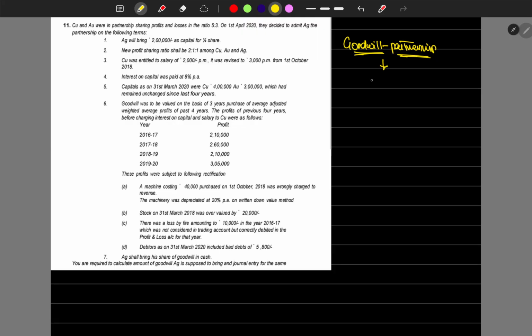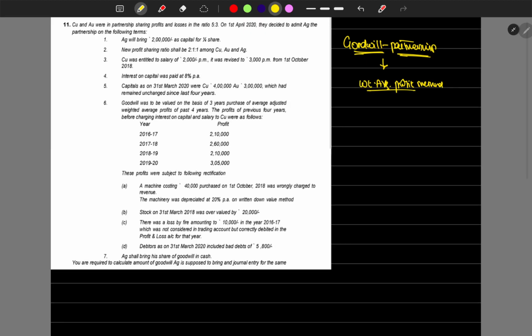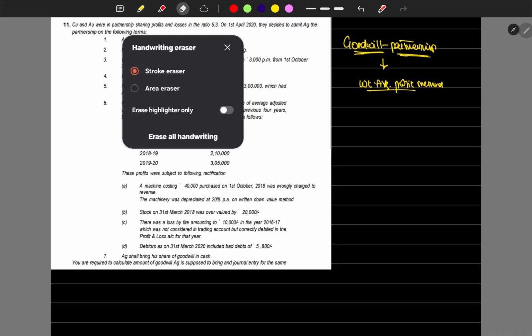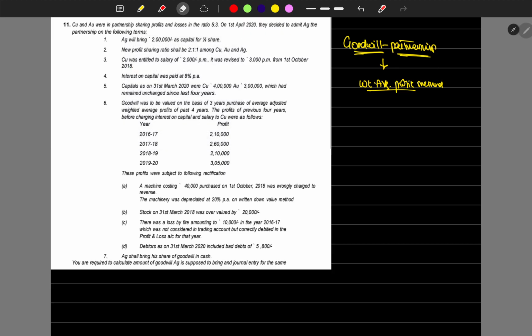In this method, we are going to solve the problem by the weighted average profit method. While we are finding out the goodwill, we are going to use this method to find out the goodwill, and then we are going to find out the portion of goodwill for the new partner. Let's quickly get into the problem.